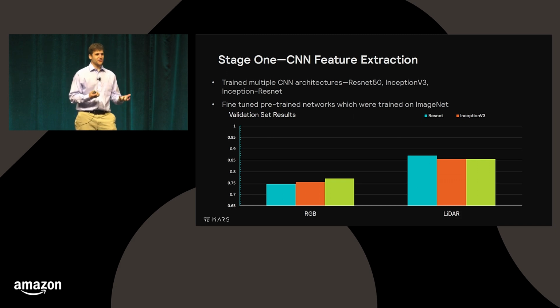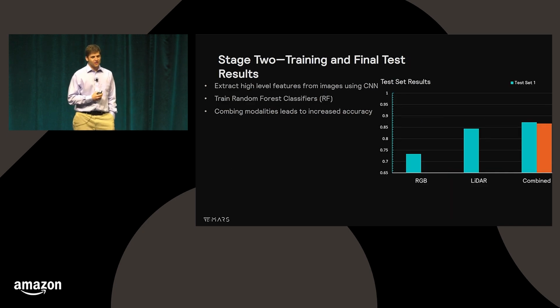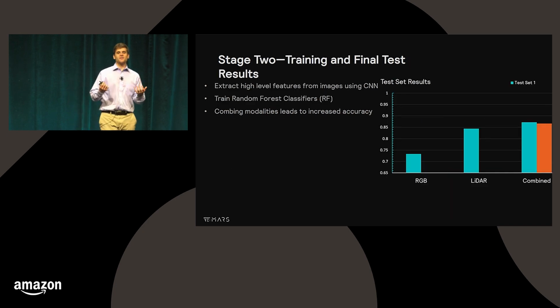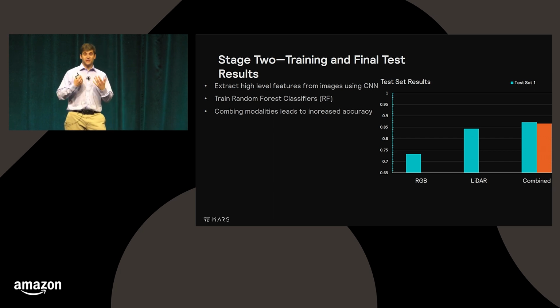So in the end, we had one neural network that extracted features for satellite images, and one more neural network that extracted features from the depth images. Now we used those extracted features to train our random forest classifiers to make predictions, and these are some of the results that we got.